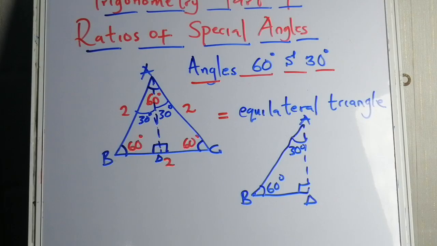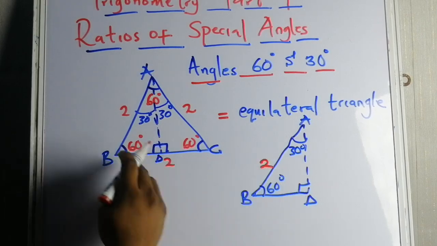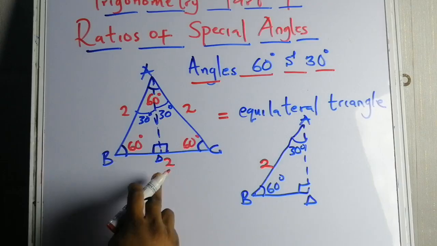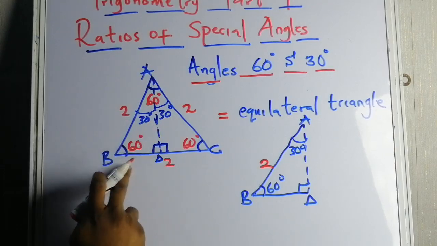From here, you can see that this is already looking like our normal right angle triangle that we've been working on all this while, our SOHCAHTOA, our Pythagoras theorem. So don't let us forget the sides. This side is 2, either this side or this side. You can pick any one. And don't forget, this line divides the horizontal line into 2.